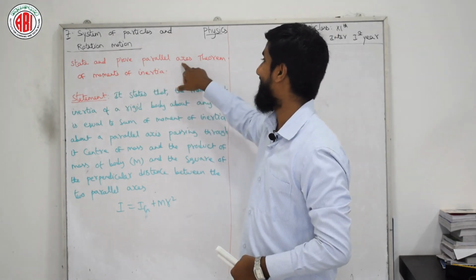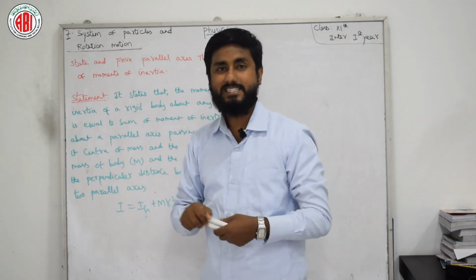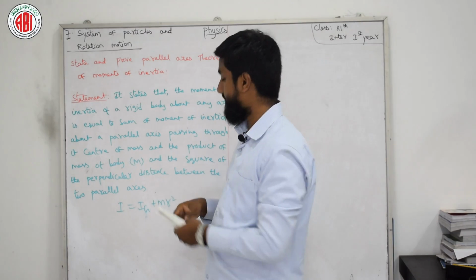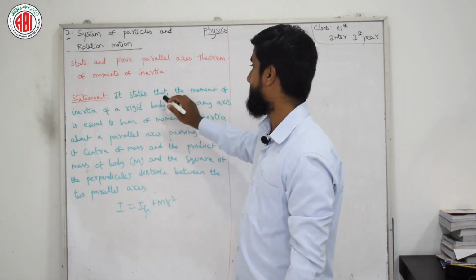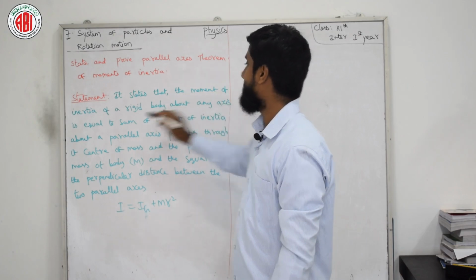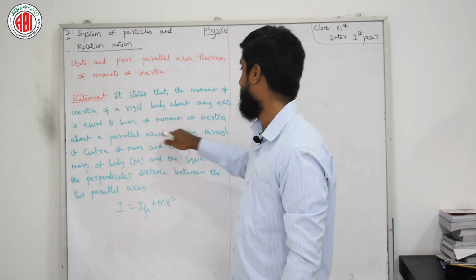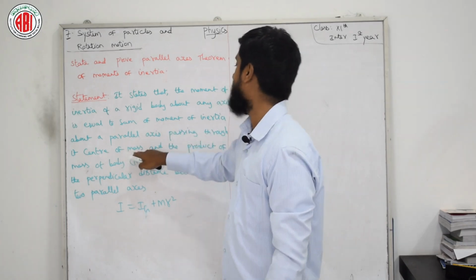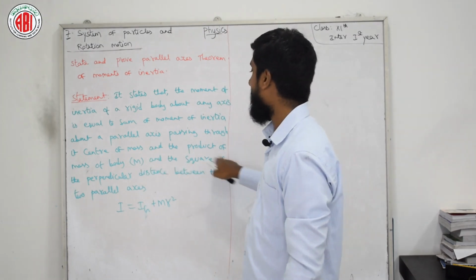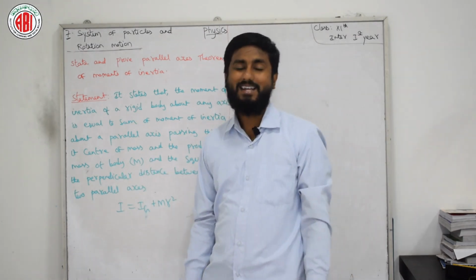Here you can see axes, not axis. Axis is nothing but single, whereas axes means more than one. So here we have a statement. It states that the moment of inertia of a rigid body about an axis is equal to the sum of the moment of inertia about a parallel axis passing through its center of mass and the product of the mass of the body and the square of the perpendicular distance between the two parallel axes.